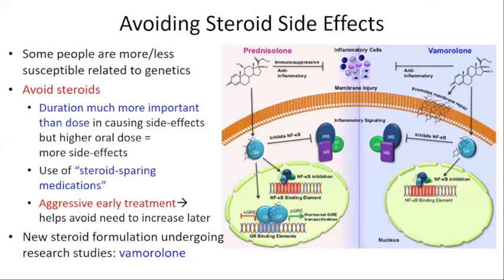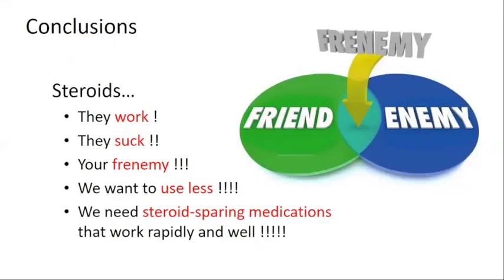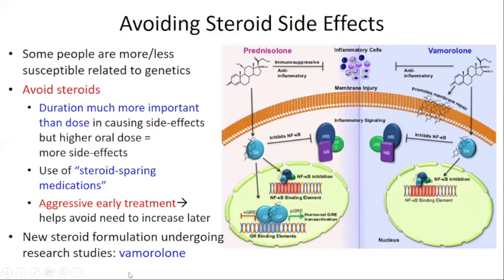So in the end, we talked a lot about steroid side effects. The way that we can avoid side effects is to avoid steroids, and that means we use steroid-sparing medications like Dr. Kim is going to talk about here. We also think that treating our disease aggressively more in the beginning might help us to avoid the need to use steroids later. And there is a new steroid formulation that's coming down the pipeline called vamorolone that works in a different way. It doesn't get into the nucleus of the cell to cause a lot of the side effects that steroids cause. So this is something that's very exciting that it's undergoing clinical trials.